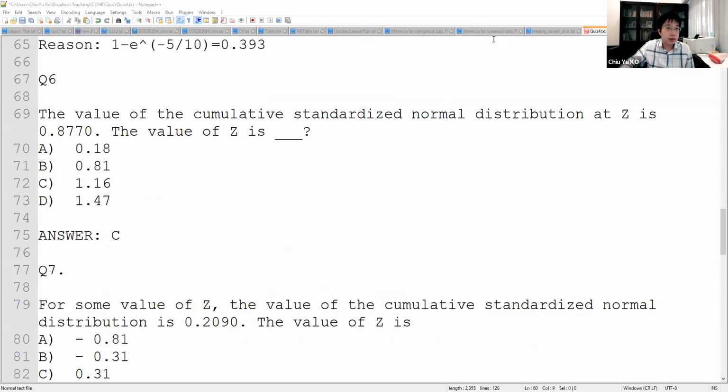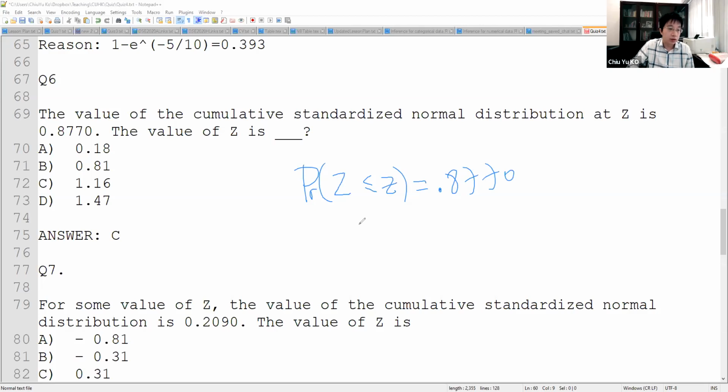Question 6. This one is asking what the value of z is, given the cumulative probability: the probability that Z is less than z is 0.8770.